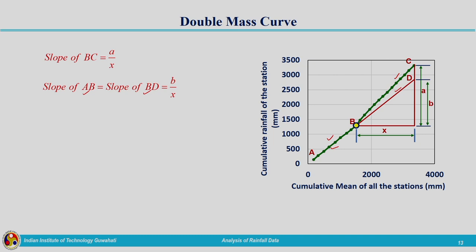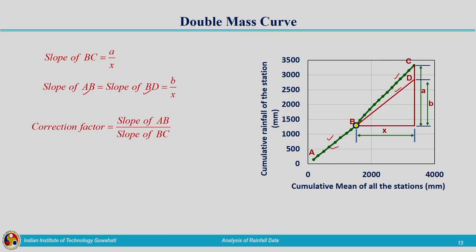Now we need to check the difference in slope. How much is the difference in slope coming? If the difference in slope is more than 10%, there is a need of correction required. If it is within 10%, then we can keep the data as such.